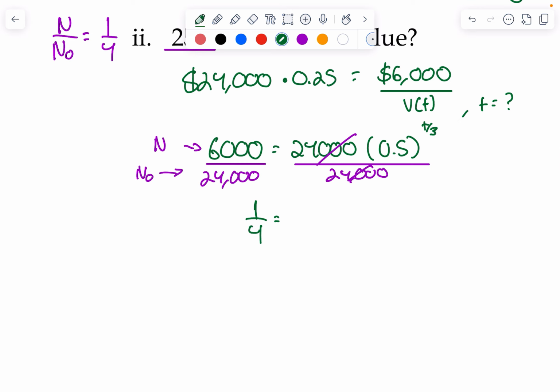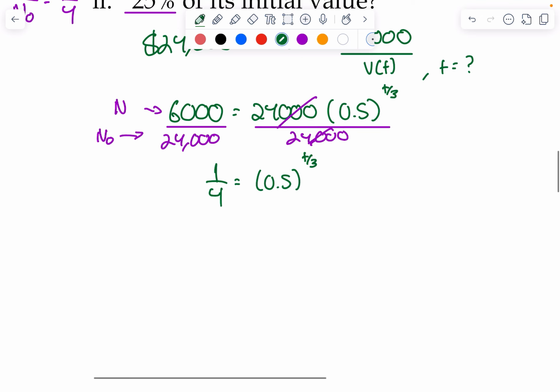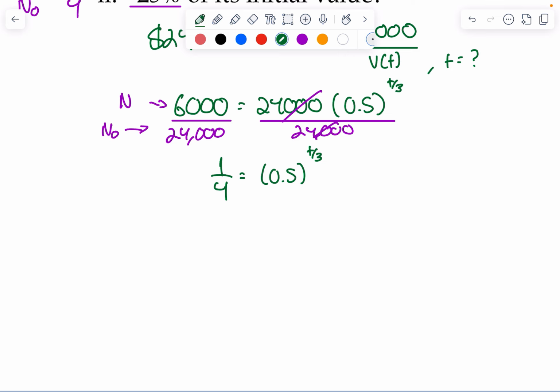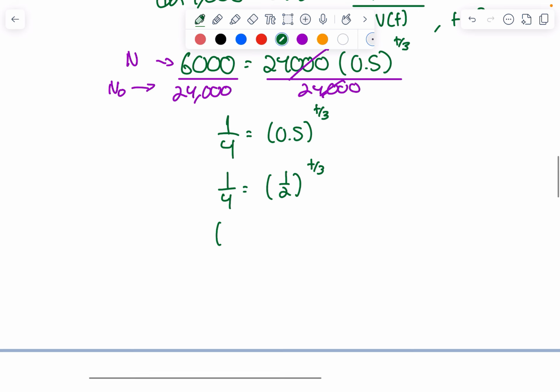So my quarter is equal to my base being 0.5 to the t over 3. And now you're going to do the same thing we did in the previous problem. You can take the log of both sides and solve for t, or you can recognize that this is 1/4. This is technically 1/2 to the 3. Well, I'm going to go faster because I know that quarter and half, I can actually write these as the same base. This is the same thing as me saying 1/2 to the 2, equals 1/2 to the t over 3.